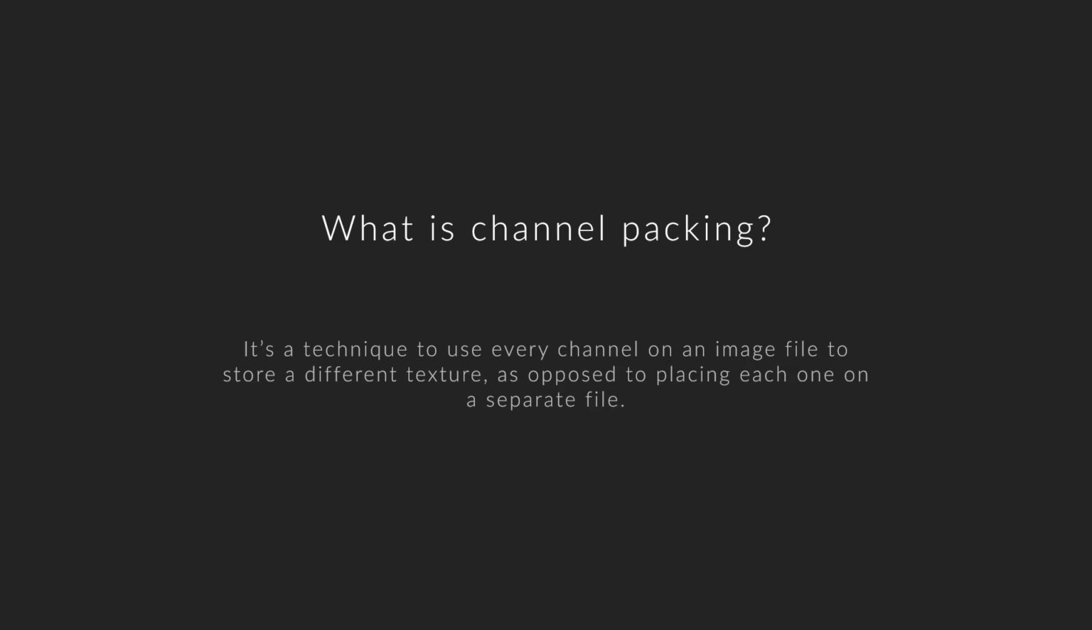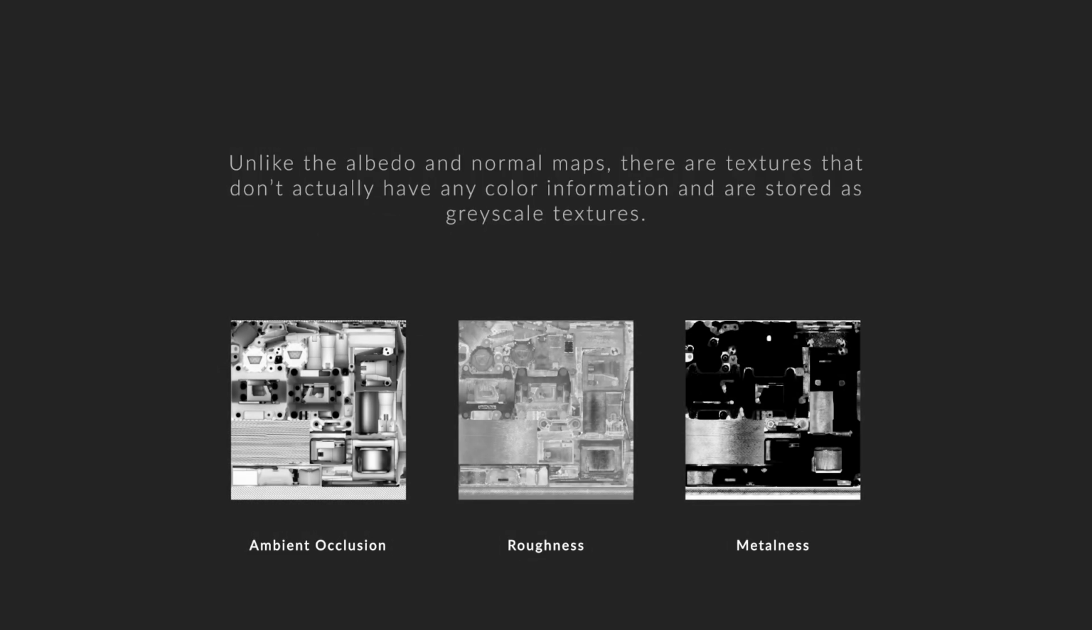We'll start with the texture channel packing, a method used to group together a bunch of textures into a single file. This technique can only be used with textures that do not have color information, such as ambient occlusion, roughness, or metalness.